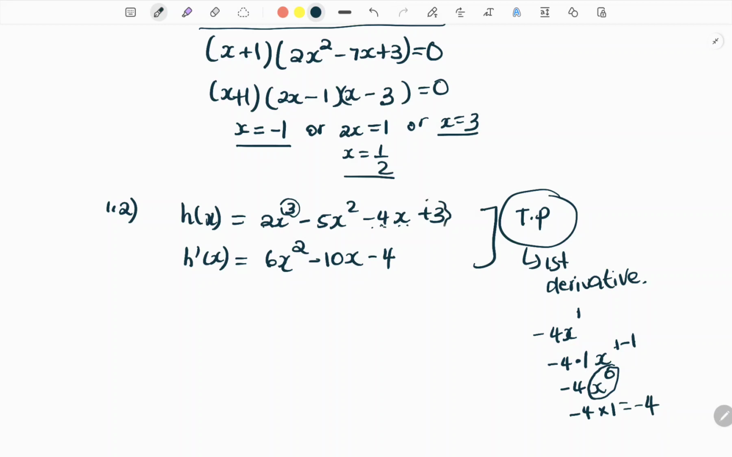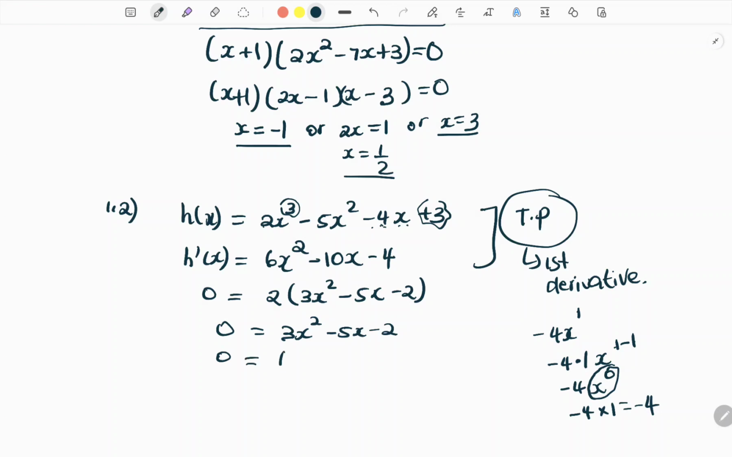Then the derivative of a constant is 0. So you don't have to write anything there. Then you equate to 0. Then here you factorize. I'm going to take a common factor, which is 2, and I'm going to remain with 3x squared minus 5x minus 2. Then the 2 will just go off. I'm going to have 3x squared minus 5x minus 2 is equal to 0.